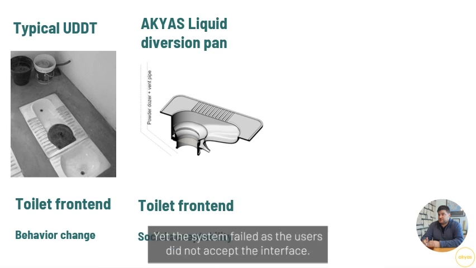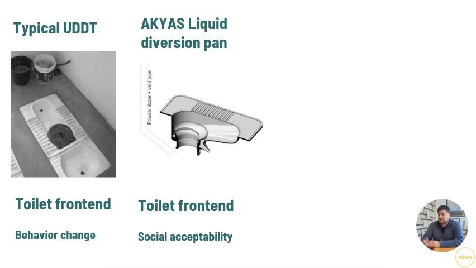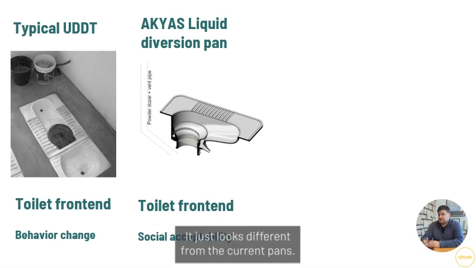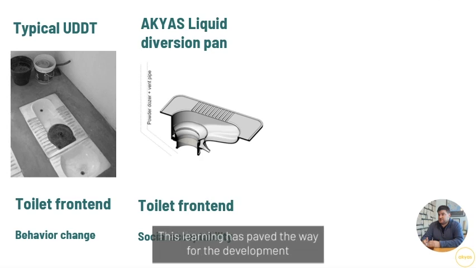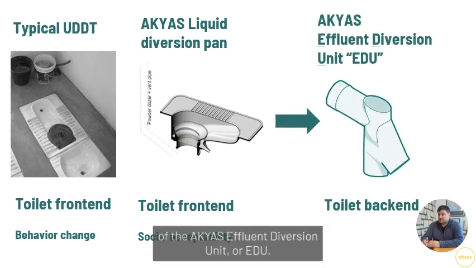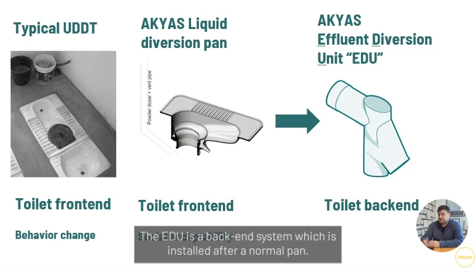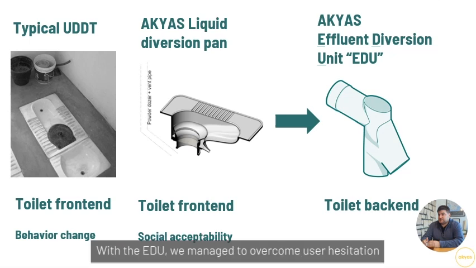Yet the system failed as the users did not accept the interface. It just looks different from the current pans. This learning has paved the way for the development of the AKYAS Effluent Diversion Unit, or EDU. The EDU is a back-end system which is installed after a normal pan. With the EDU, we managed to overcome user hesitation, and the system caters to both washer and wiper populations.